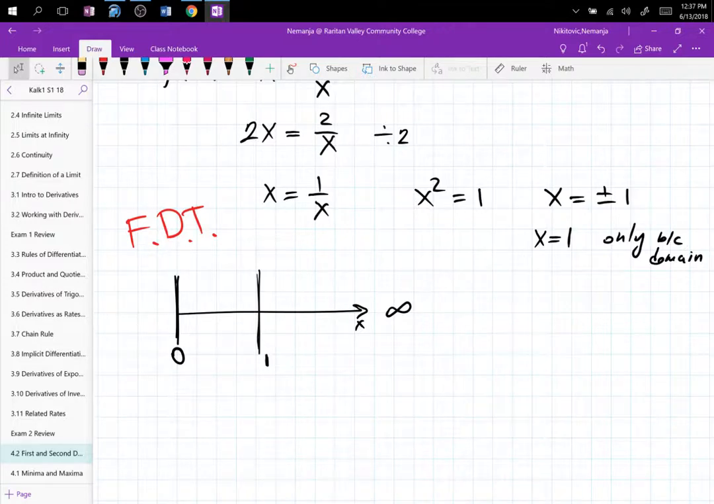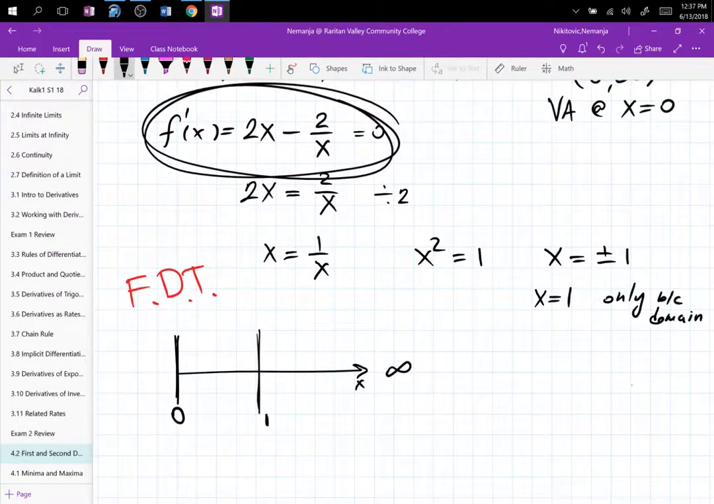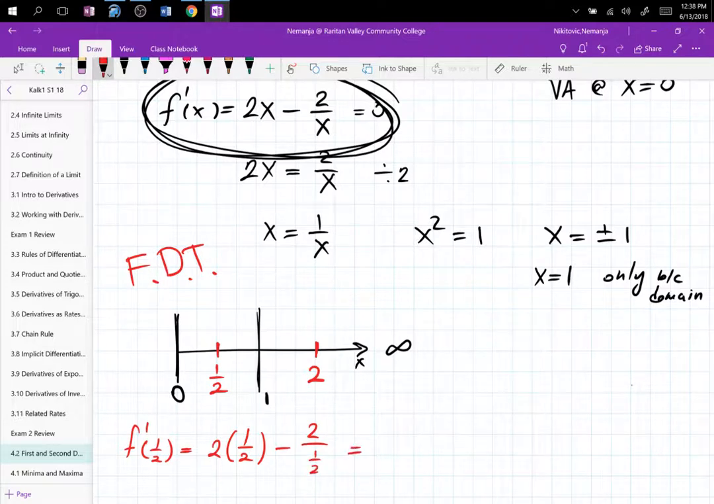What am I computing? I am computing the derivative. The derivative is right here. So the numbers that I am picking as test points are 1/2 and 2. So now the first derivative computed at 1/2 is going to be 2 times 1/2 minus 2 over 1/2, which is 1 minus 4, which is -3, less than 0, decrease.